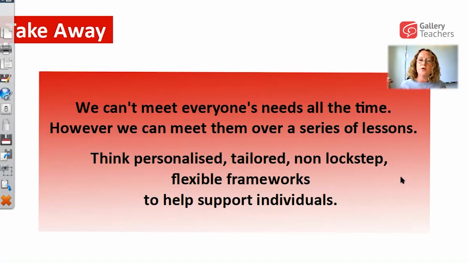Some teachers feel, I've got to change everything, I've got to adapt everything, I've got to write 100 lesson plans. No, you don't. You can't do that. You can't keep your sanity doing that. You need to take small steps over a longer period of time and just start small with that personalization and with that tailoring.